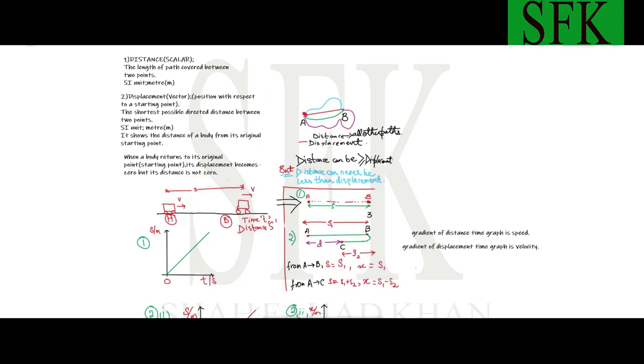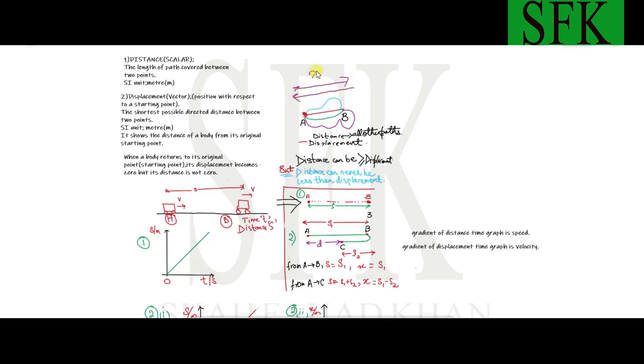Because when the body was moving forward in this direction, and when it returned back, it did cover some distance. The path that it followed going forward and the path that it followed coming back, we are going to add their lengths to find the distance. But displacement, since it shows just the distance from the starting point, it becomes 0 because at the starting point the distance from the starting point is 0. The displacement from the starting point is 0, but the distance has been covered.